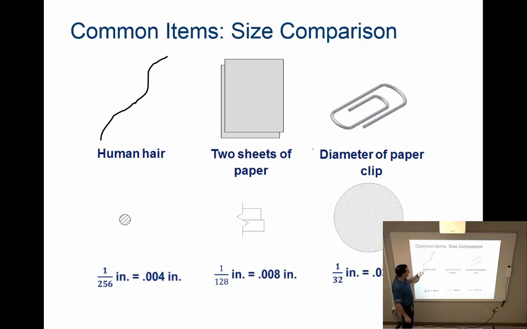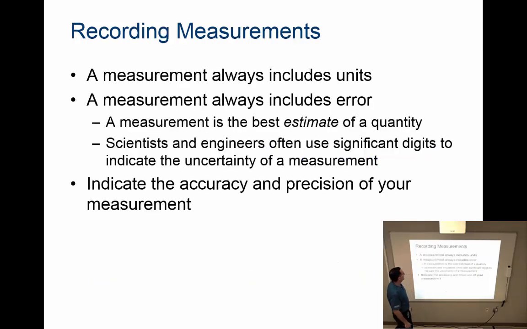So like we did in the last one, let's do a size comparison of the human hair as a cross-section, 2 sheets of paper, or the diameter of a paper clip. In fractional format, I'm talking about 1/250 of an inch, 1/128, and 1/32, and then we have the decimal equivalents of 0.004, 0.008, and 0.031. And like before, we have our value or the number plus our unit, because without the unit itself, the value is of very little value to us.